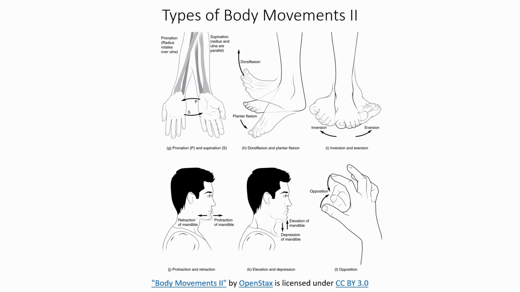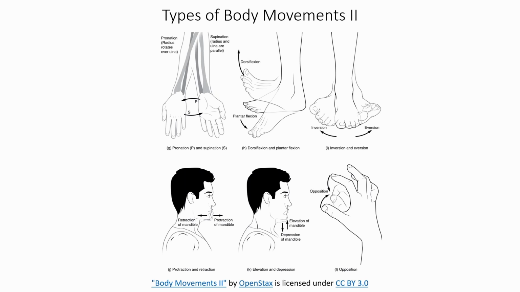That would be eversion. With retraction and protraction, we talk about the jaw. So if you are to push your jaw outward, so you're kind of to put the bottom teeth of your jaw in front of your upper teeth, right? Then that would be protraction. Versus pulling it back, right, so that your upper teeth are in front of your lower teeth, then that would be retraction. You're retracting your jaw backwards. So if you were trying to make your chin disappear, that would be retraction.